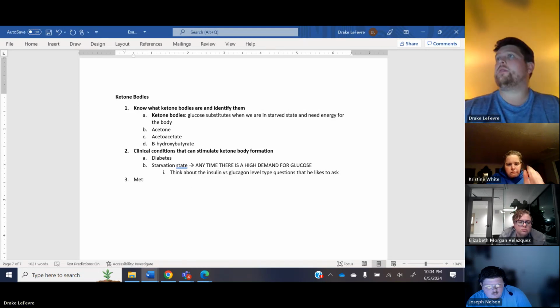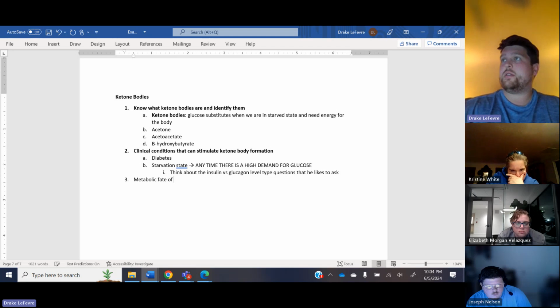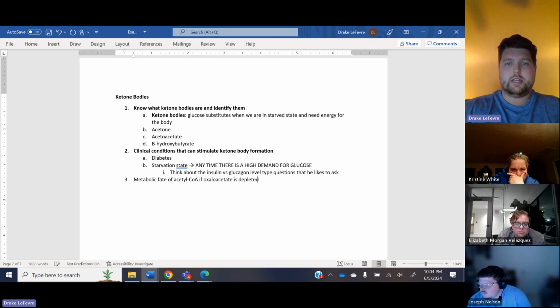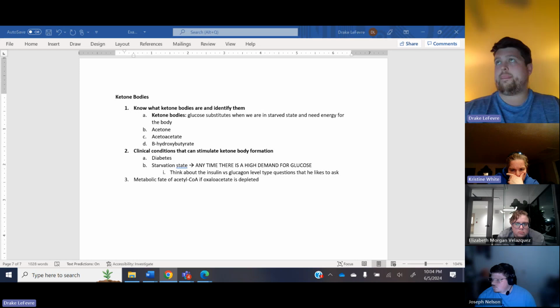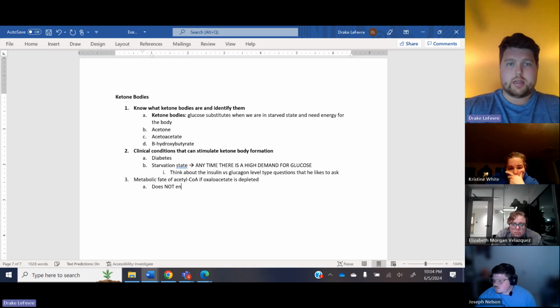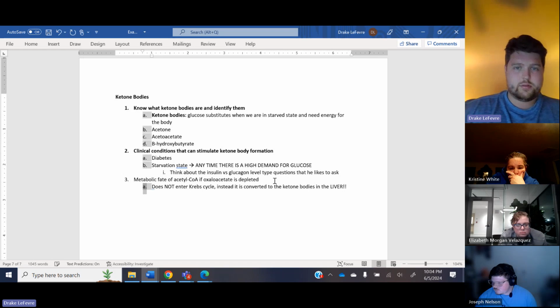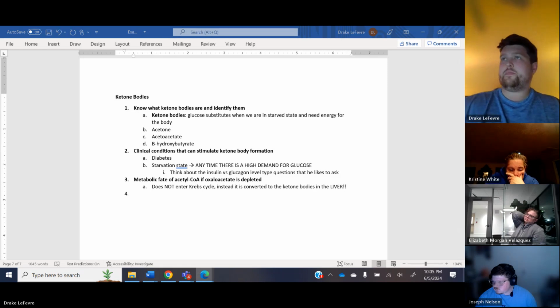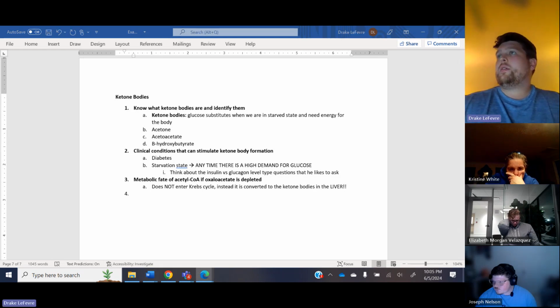The next part, metabolic fate of acetyl-CoA if oxaloacetate is depleted. So it does not enter the Krebs cycle. Instead, it is converted to the ketone bodies in the liver.